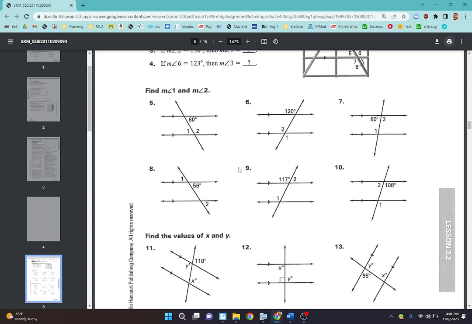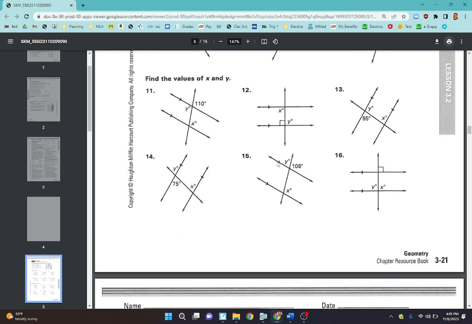Number 6: 120 and 2 are corresponding. 1 and 2? I mean, no. 1 and 120? Yeah, 2 and 120. 2 and 120 is corresponding, yes, because they're in the same spot. So 1 and 120 is alternate exterior. All right. Any more questions on 3.2?